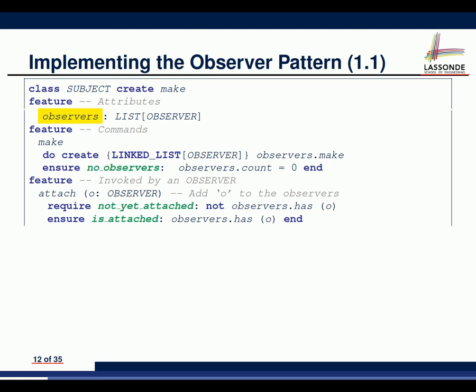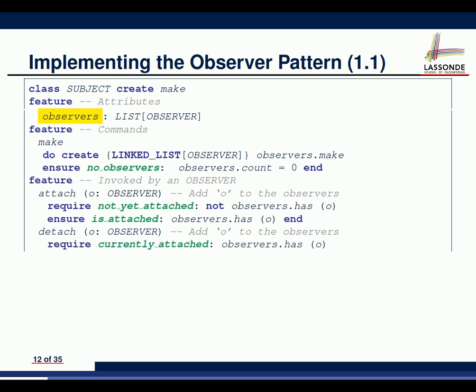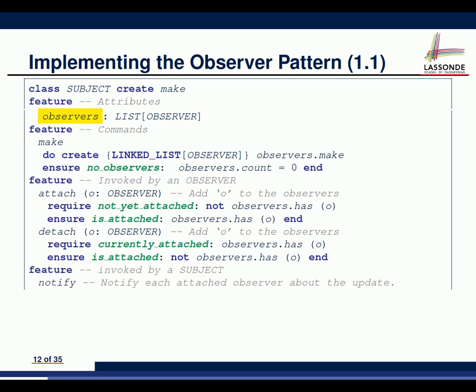Okay, so now, also we got detach. Detach will be completely symmetrical, right? So now if I want to detach a particular observer, I better make sure the observer is there. It's already attached. Once I detach that, it should not be there anymore. Easy to write. Now let's come to the most important feature over here, which is called notify.